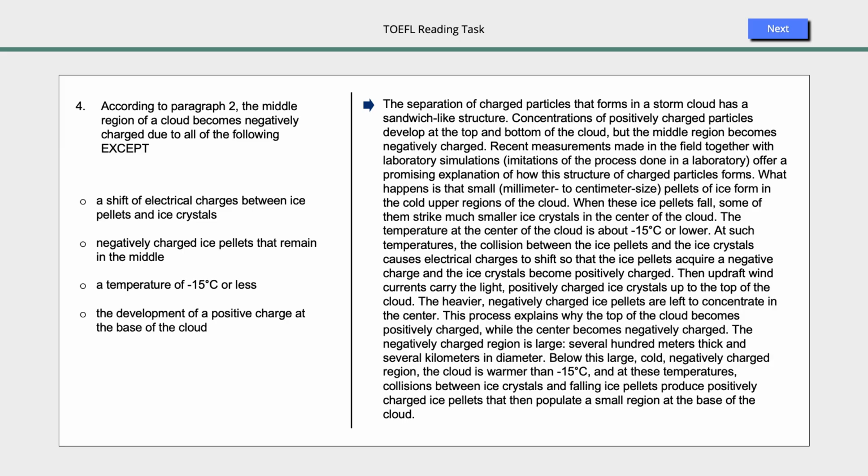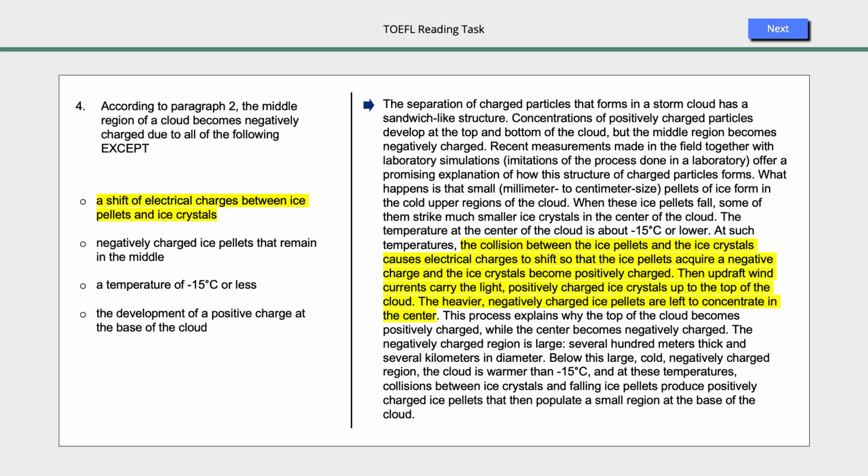Question 4 says, according to paragraph 2, the middle region of a cloud becomes negatively charged due to all of the following except, so this is another negative factual information question. The first option is a shift of electrical charges between ice pellets and ice crystals. The passage says, the collision between the ice pellets and the ice crystals causes electrical charges to shift so that the ice pellets acquire a negative charge and the ice crystals become positively charged.